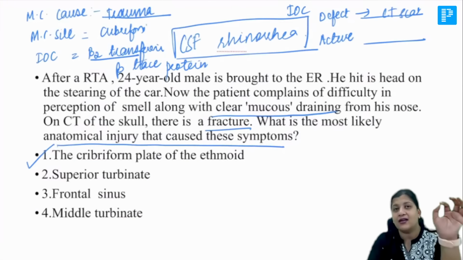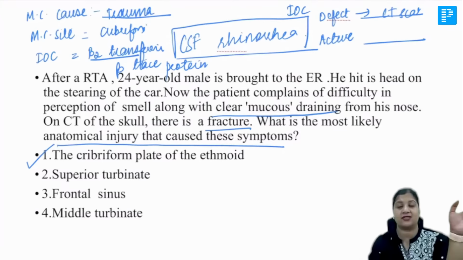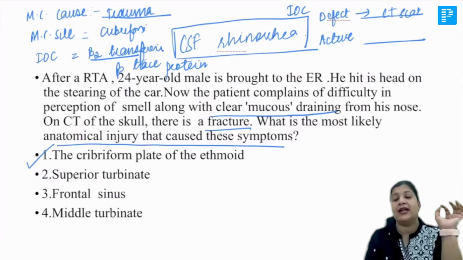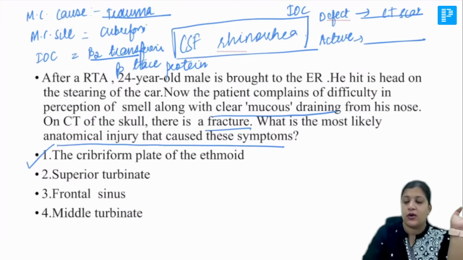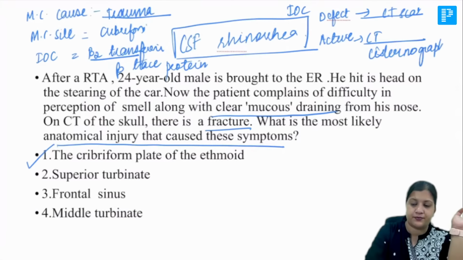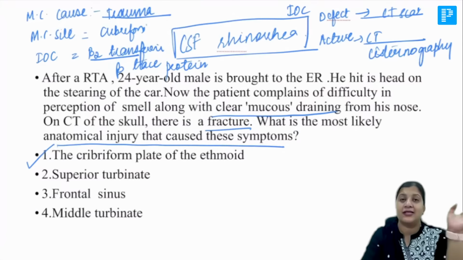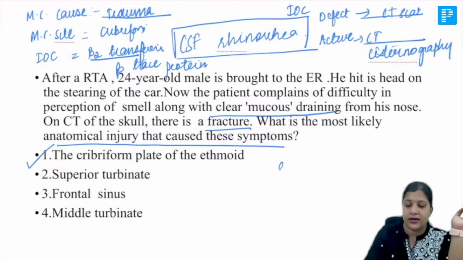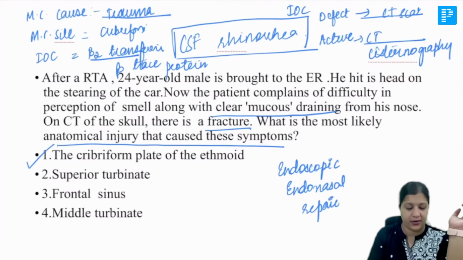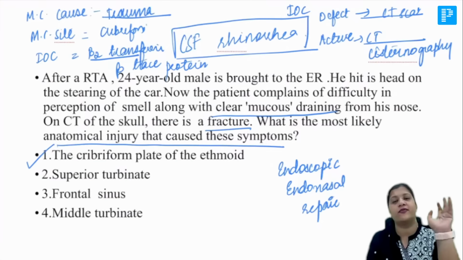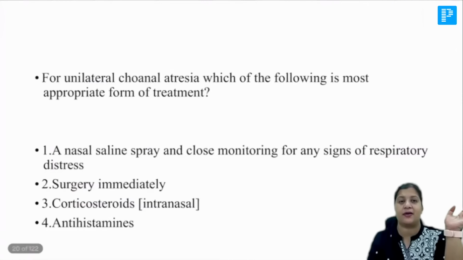To identify actively, now CT can show you multiple defects, but to identify where exactly it is leaking from, what should you do? You have to do a CT cisternography. Correct? And if there is an active leak, what are we going to do? Endoscopic endonasal repair of the defect. Okay, so endoscopic endonasal repair. Very, very rarely we might have to do an intracranial approach, but most commonly we'll do an endoscopic repair.